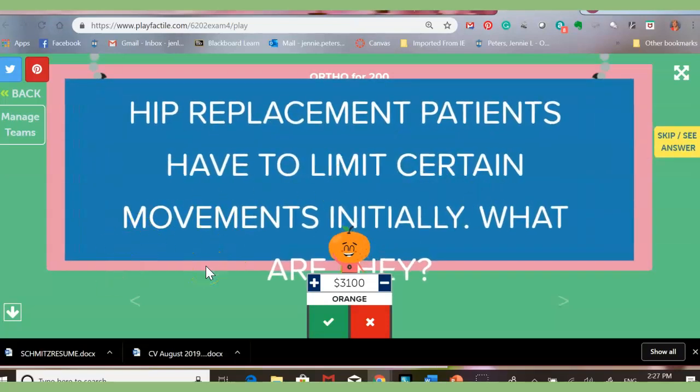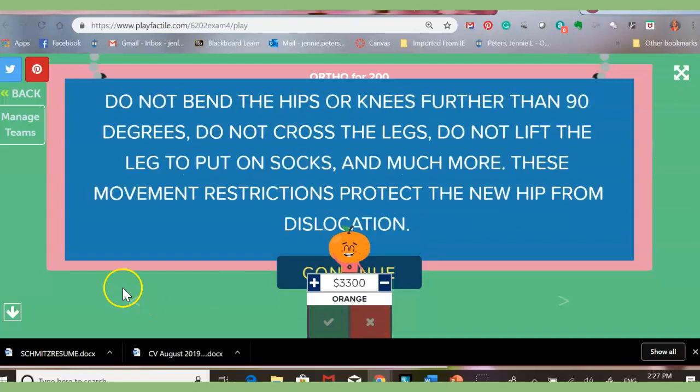So hip replacement patients have to limit certain movements initially. What are they? Remember, these patients just had their hip replaced, so you want that to heal up. Whatever material they put in the hip to replace it, you want it to develop some healing scar tissue around the area so you don't dislodge anything.